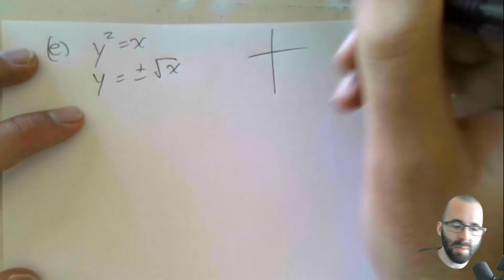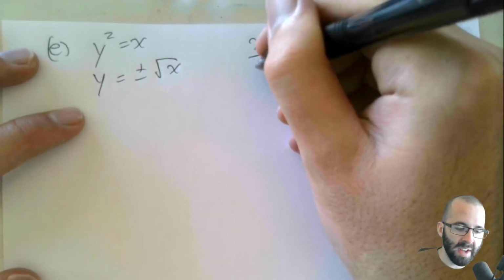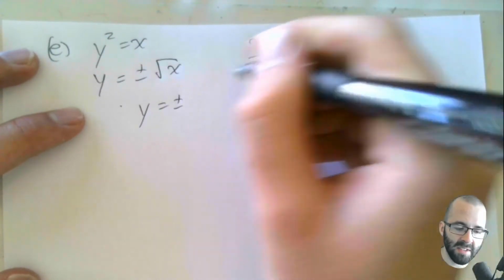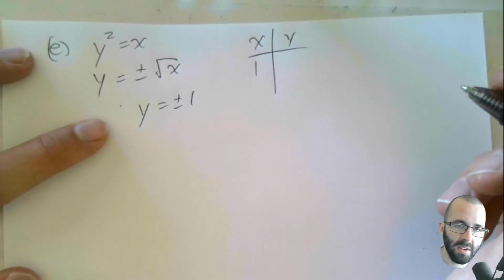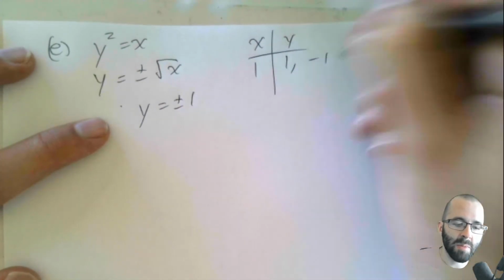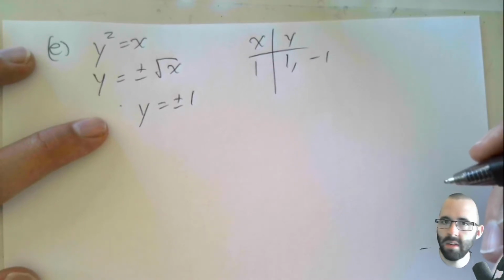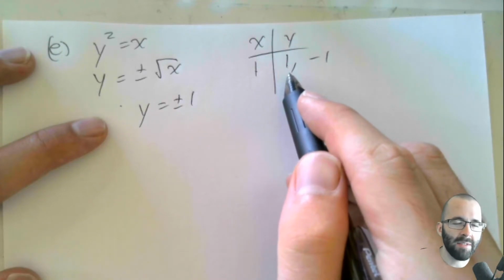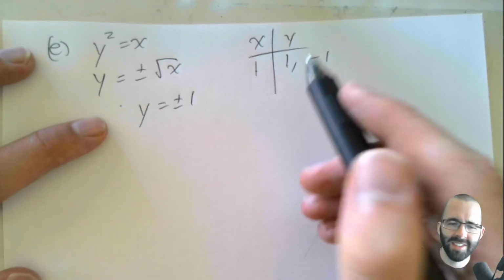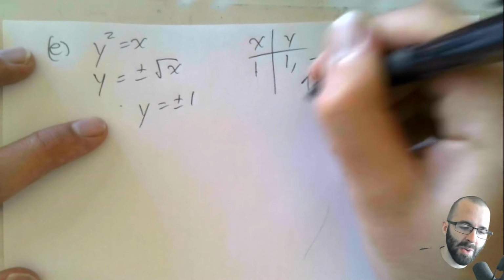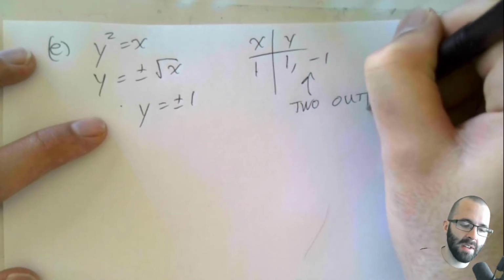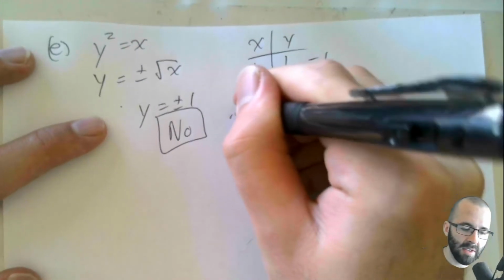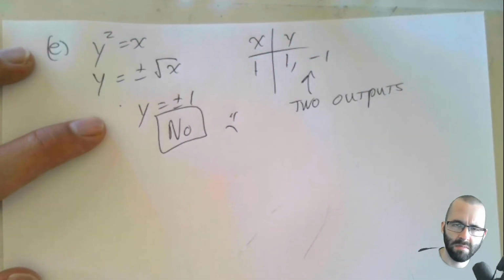If I'm looking at my table over here and say, well, what if x is 1? Well, then y is going to equal plus or minus the square root of 1, which is just 1. Uh-oh. That means y is positive 1 and negative 1. I gave you an input, and I also gave you 2 outputs. That's no good. So we're going to say not a function. Give it a little sad face.